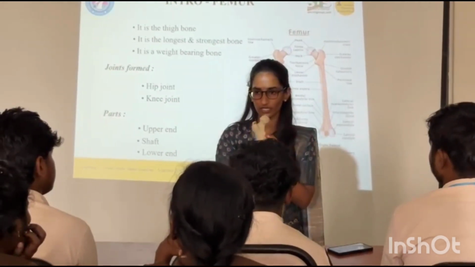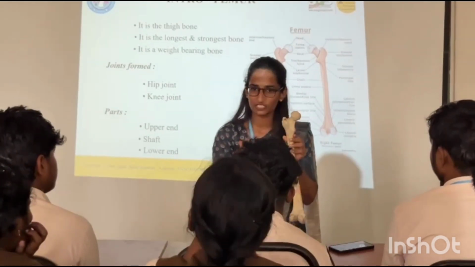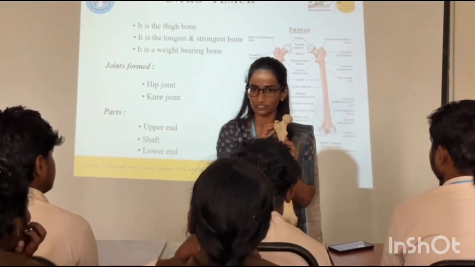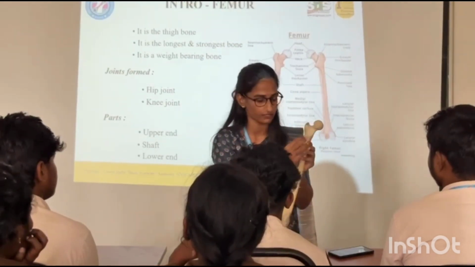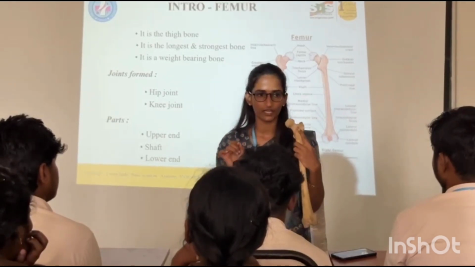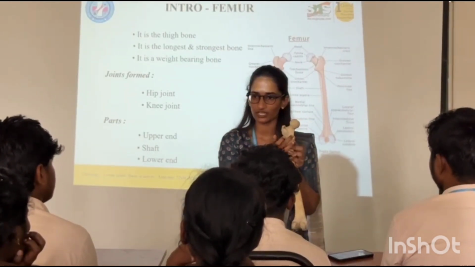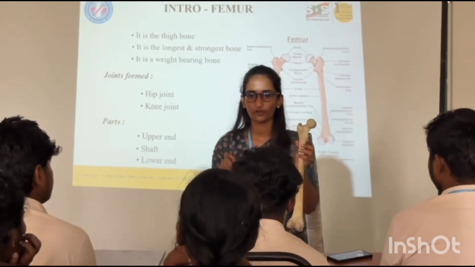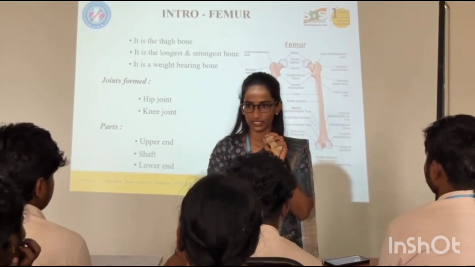And on the posterior aspect, we have a crest. This one is a crest, which divides the greater trochanter and lesser trochanter, same as the intertrochanteric line. So this is called the intertrochanteric crest. On the anterior aspect we have the intertrochanteric line, and on the posterior aspect we have the intertrochanteric crest. So this is all about the upper end.